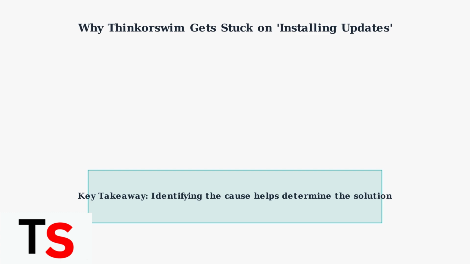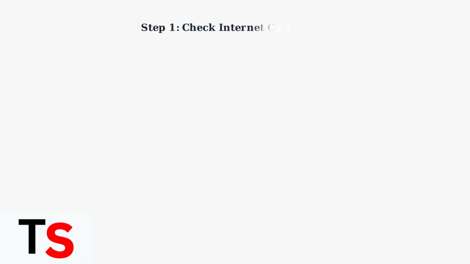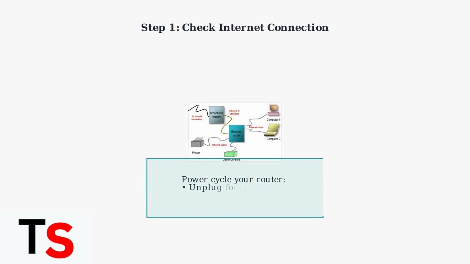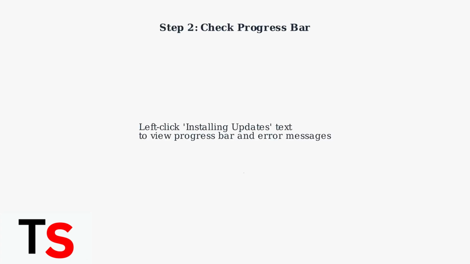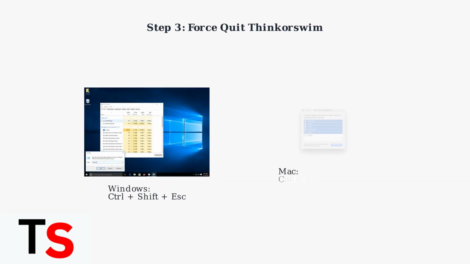First, ensure you have a stable internet connection. Power cycle your router by unplugging it for 30 seconds, then plugging it back in. Next, left-click on the installing updates text to reveal the progress bar and check for any error messages that might indicate what's causing the problem. If the application is still stuck, force quit Thinkorswim.